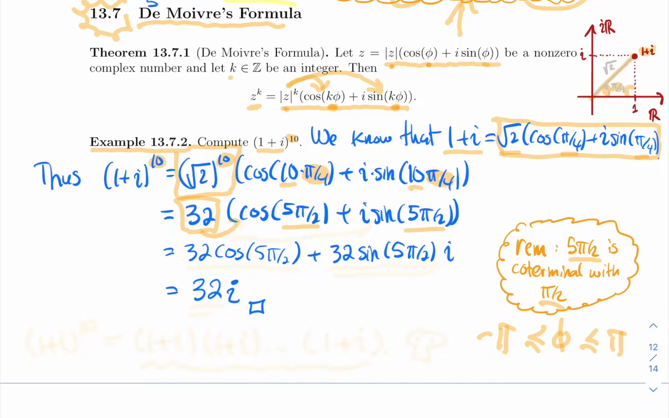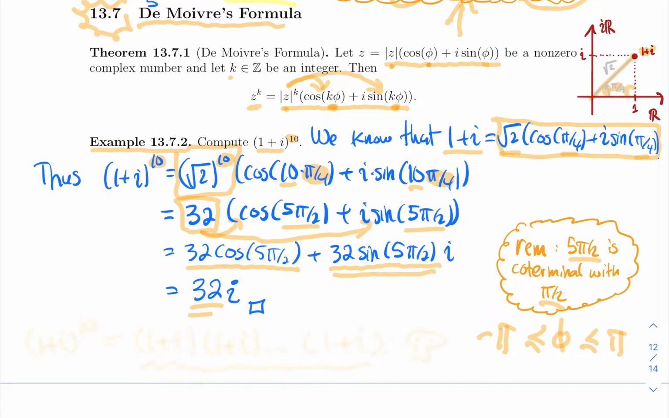Anyways, if you bring the 32 inside, 32 times cos of 5 pi over 2, or cos of pi over 2, will give you 0. And if you multiply 32 times sine of 5 pi over 2, or sine of pi over 2, you're going to get 1. So this is going to give you 1 times 32, which gives you 32i.